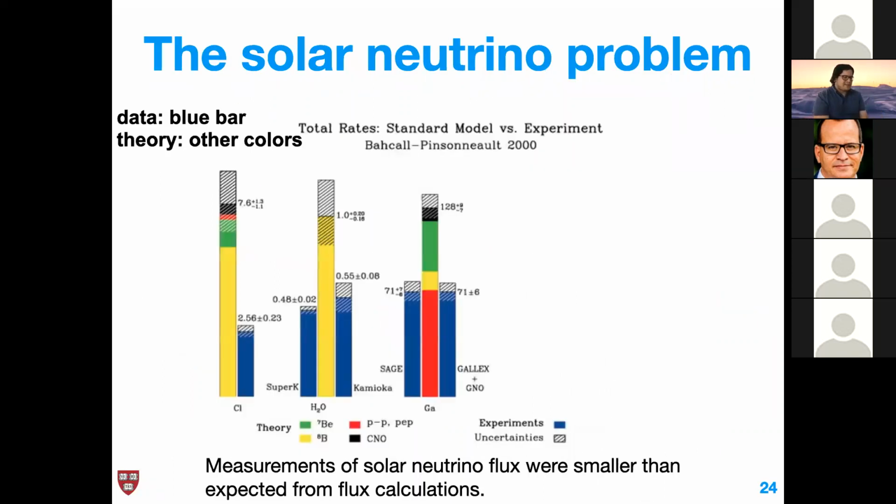Another problem, and this is what I was hinting at in the beginning of this talk, was the solar neutrino problem. And the solar neutrino problem is interesting as well.